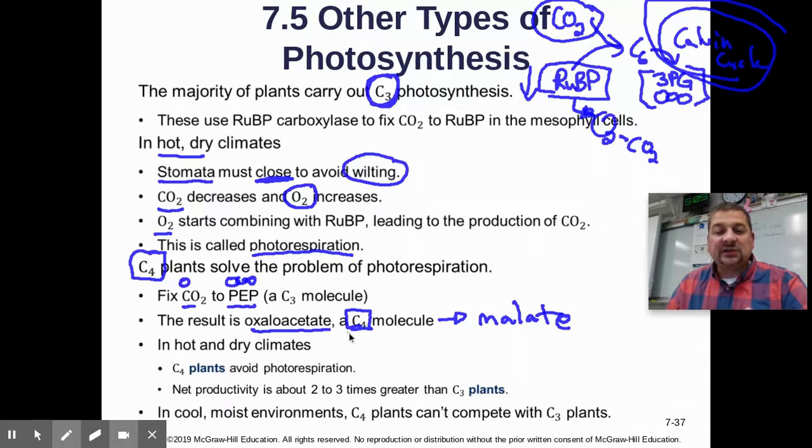And they're actually going to do this by space. So we're going to look at the difference in structure. How do C4 plants set this up so that the increase of oxygen cannot get to the RuBP? If we look at the next slide, we'll see structurally how they do that.